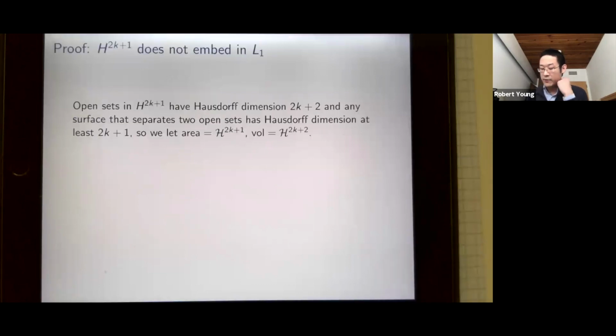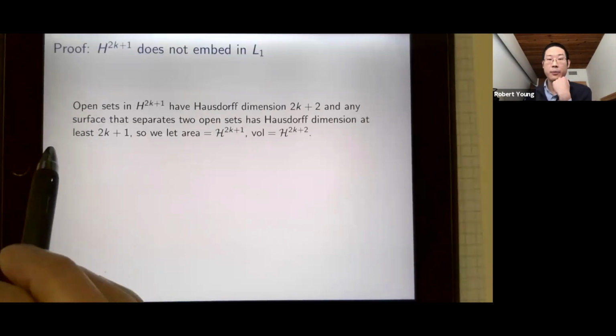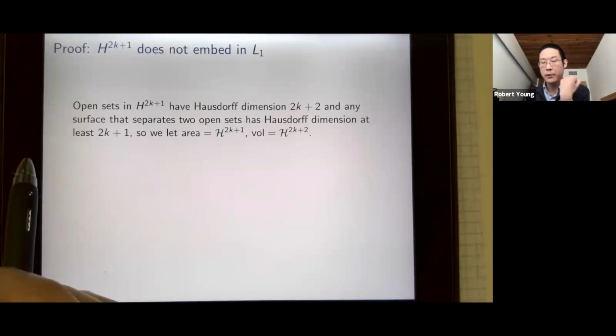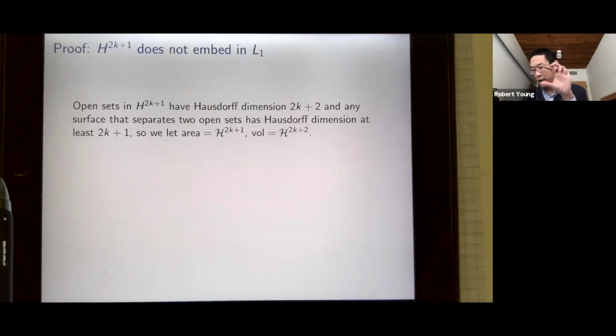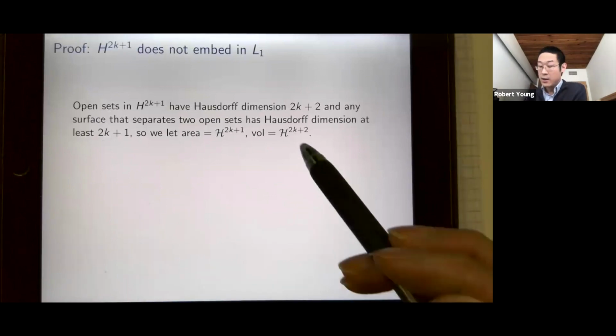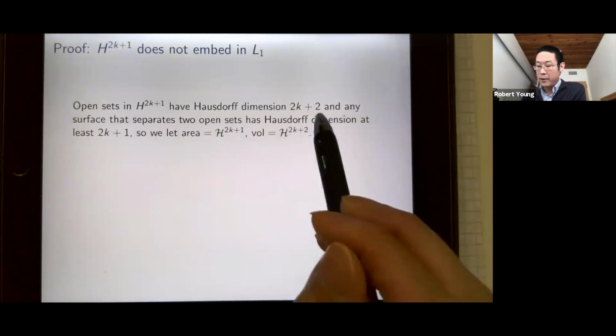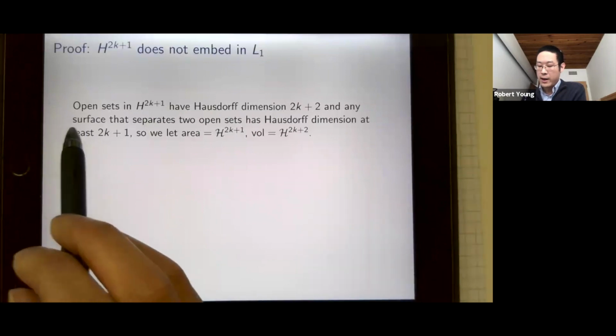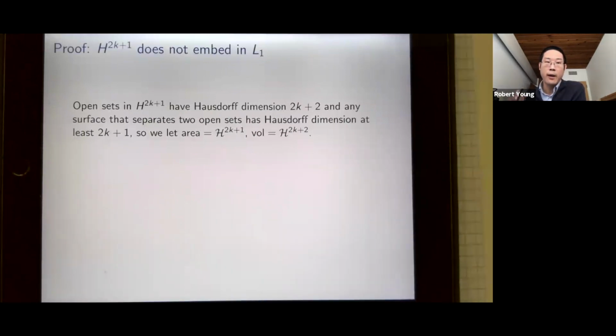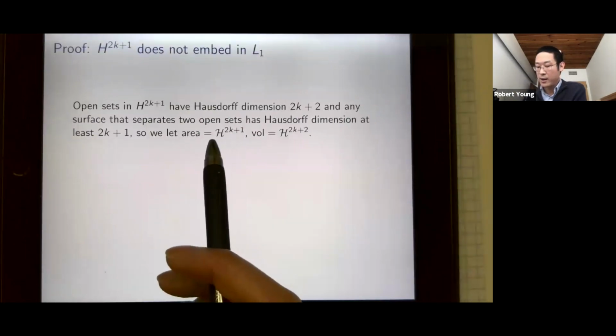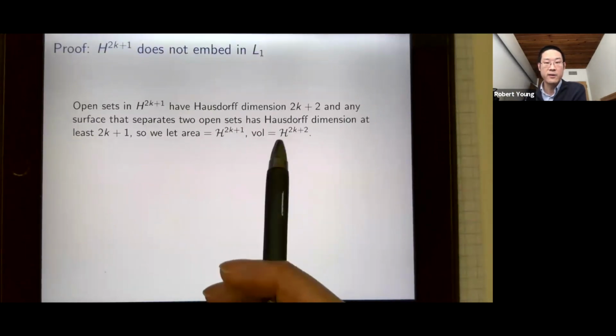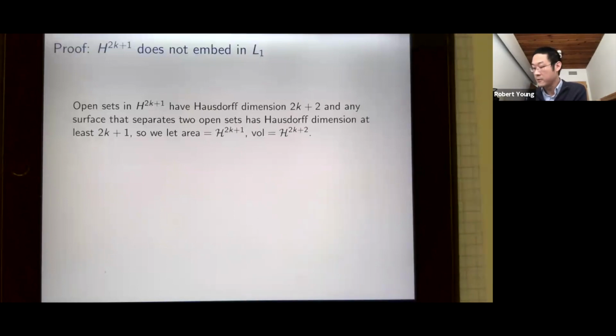I need a little bit of notation. Open sets in the Heisenberg group have Hausdorff dimension 2k+2. That's because all these vertical lines have Hausdorff dimension 2. So a lot of things have Hausdorff dimension 1 more than what you would expect. So open sets have Hausdorff dimension 2k+2. Any surface that separates two open sets has Hausdorff dimension at least 2k+1. And so we're going to define area to be (2k+1)-dimensional Hausdorff measure. Volume is (2k+2)-dimensional Hausdorff measure.